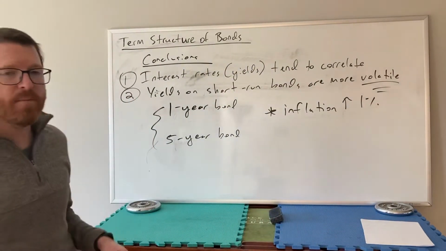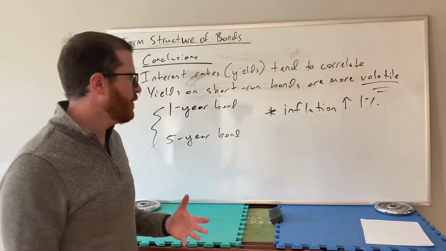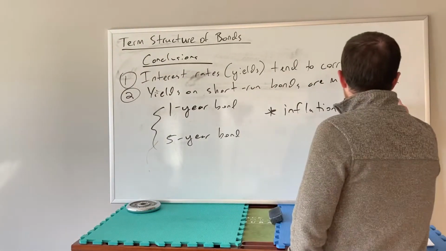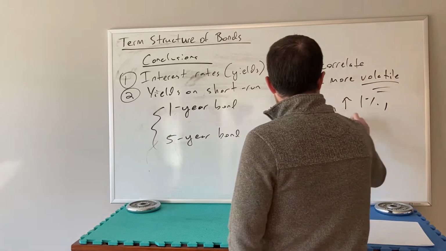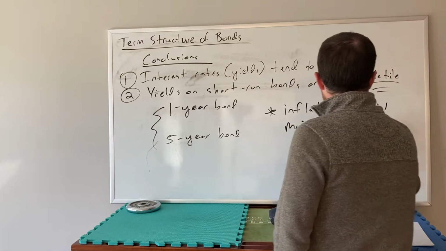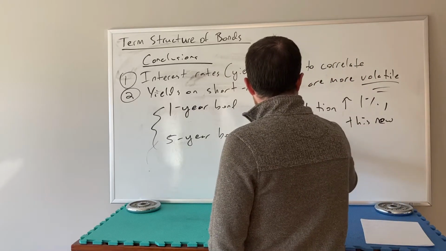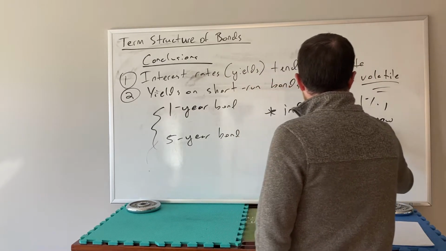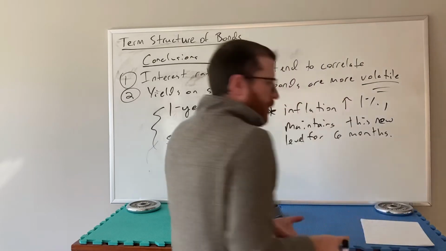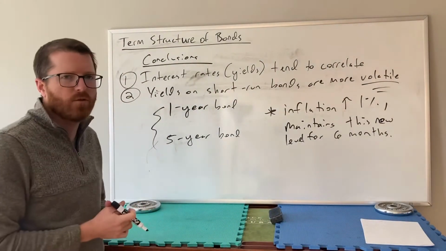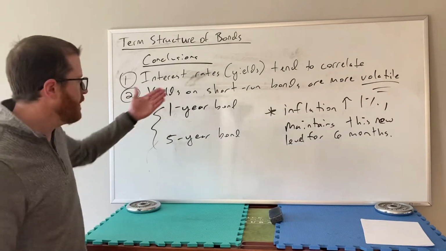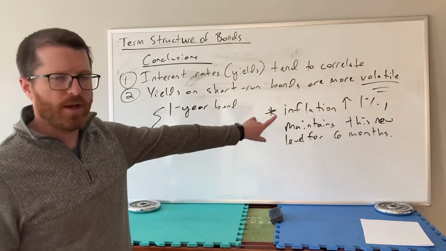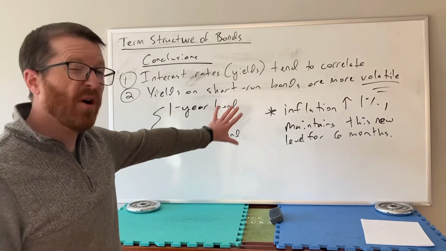All right, so right after I buy the bond, the inflation rate goes up 1%, and it maintains this new level for 6 months. Okay, so we get this little burst in inflation, and then we kind of go back to normal. Think about how that would affect these bonds. Which of these bonds are going to be impacted more by this change? First of all, they're both going to be affected.